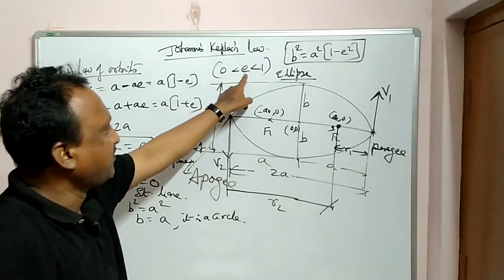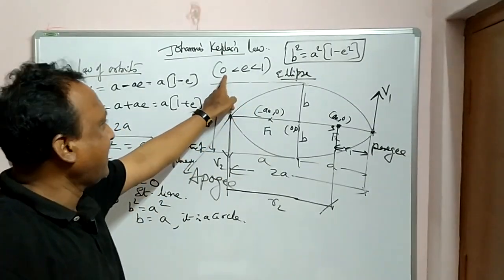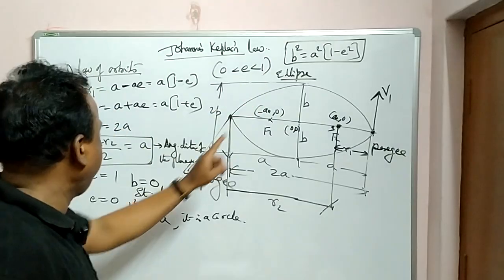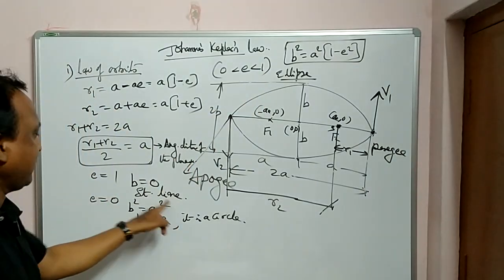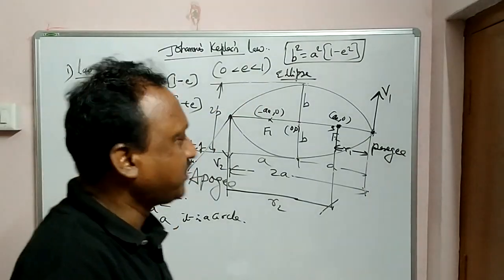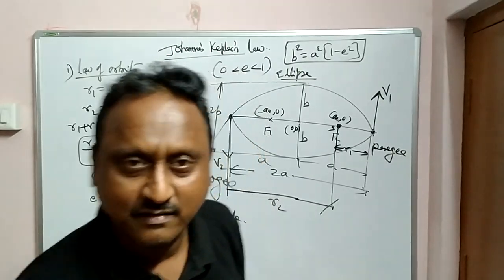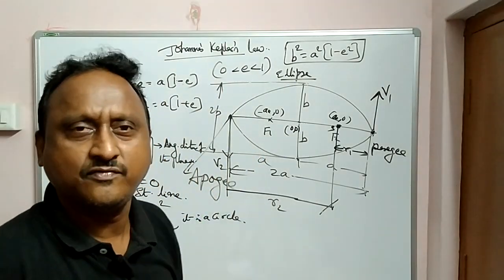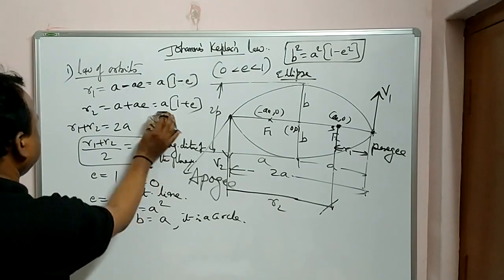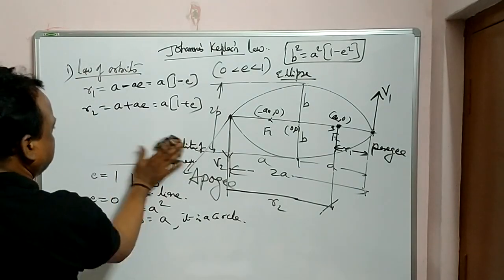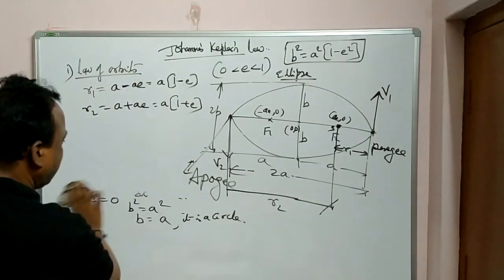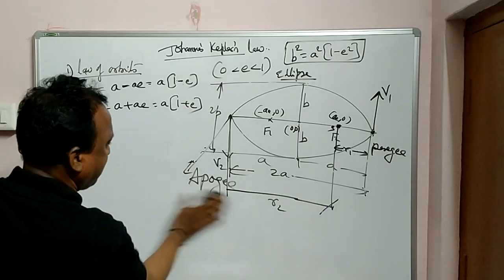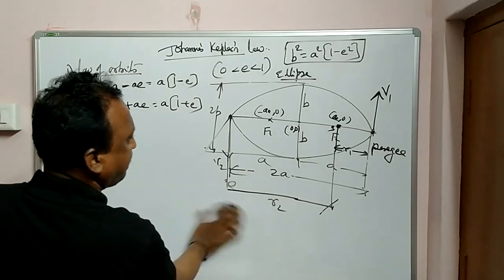Clear? So what should the eccentricity value be? Greater than 0 and less than 1. Because if it is 1, what happens? It becomes a straight line. If it is 0, it is a circle. So the e value should be greater than 0 and less than 1. Please note down. This is regarding the first law of Kepler. Clear all of you?